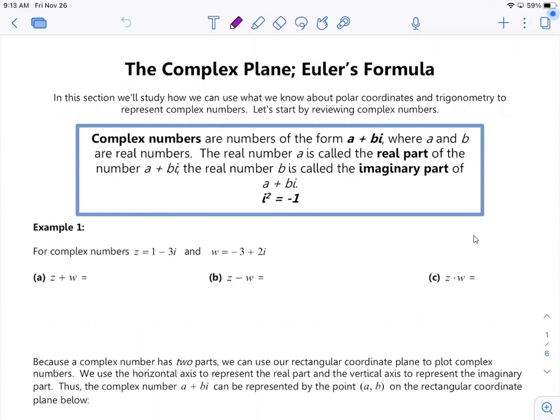A complex number is in the form of a plus bi, where a is the real part and b is the imaginary part. And if you can remember, back in the day when you learned it, the definition of i, I'm going to put it right here, is the square root of -1. So if you were to square both of those, i squared is equal to -1.